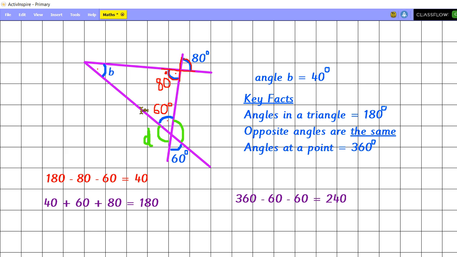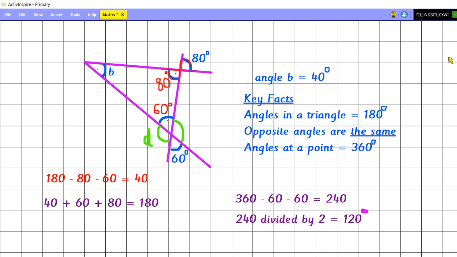Now, if they are the same, they are equal, what can I do to that 240? Well, we know that I can do 240 divided by 2, and that will give me the answer. So half of 240, you should have got the answer 120, and therefore angle D should equal 120 degrees. Okay, so well done if you got that correct.